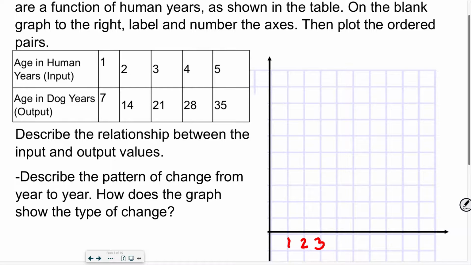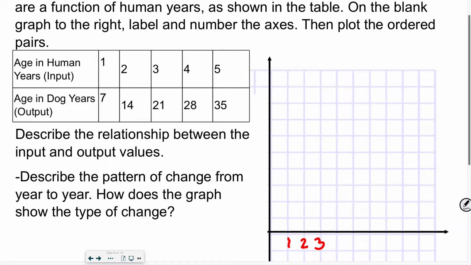If a human hasn't been born yet, and they're at 0, like before life starts, right at the beginning, what's the relationship with the dog? Is the dog alive yet? No. No, so both would be 0. Is this proportional? Yes, good. Okay, so we plotted 1 and what? And 7. 1 and 7.